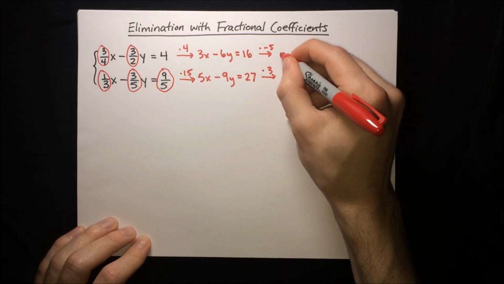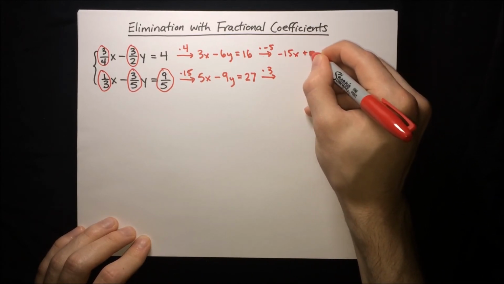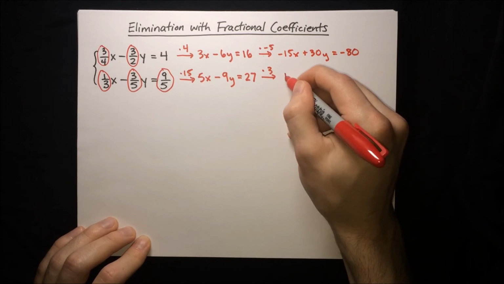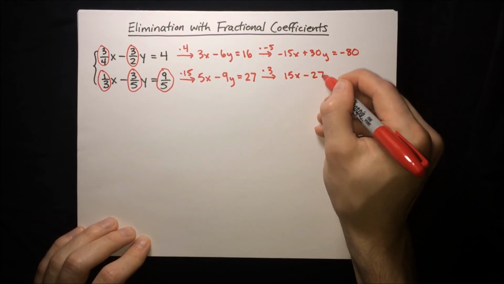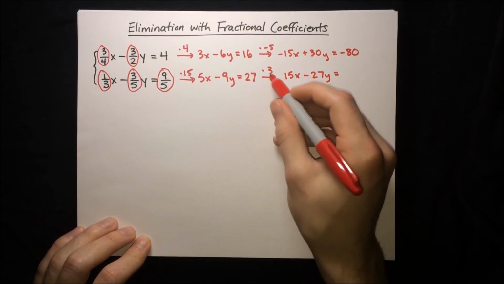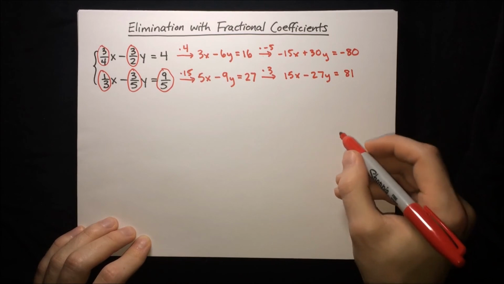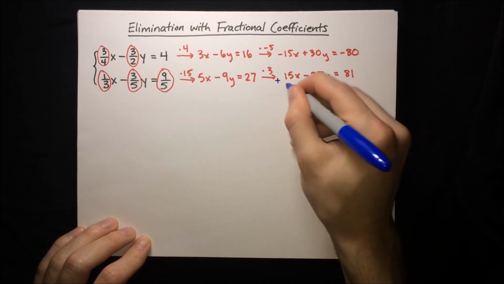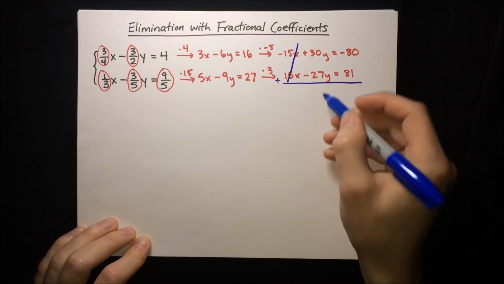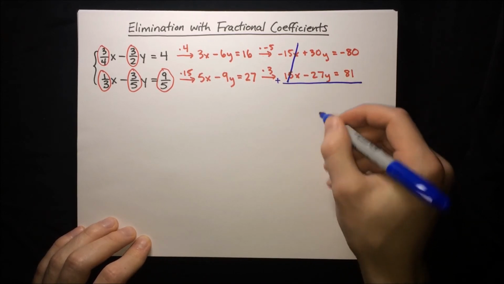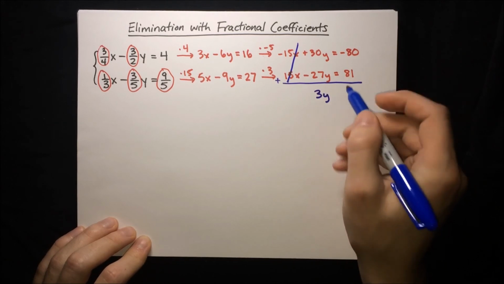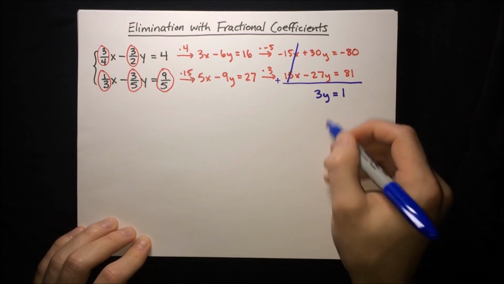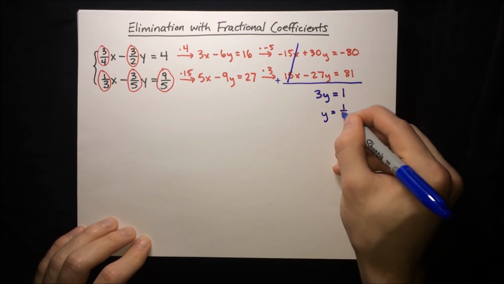Top equation times -5, we get -15x, then plus 30y equals -80, and then the bottom we have positive 15x minus 27y equals 27 times 3 is 81. Okay, so now we have our 15x and a -15x, so if we add, those will cancel. And then we have 30y minus 27y. 30 minus 27 is just 3y. And then 81 minus 80, that's just 1. So 3y equals 1, and we can just divide by 3 to get y equals 1/3.